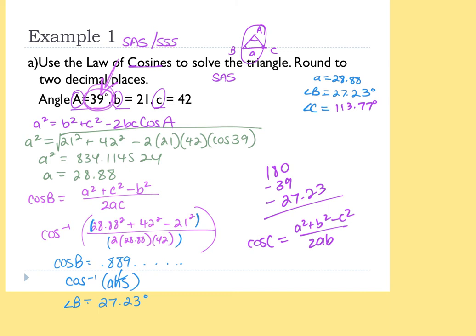If you have extra time on your quiz, I would recommend doing both and checking. They might be off by like a hundredth because we're rounding, which is fine. But I would recommend checking if you have the time. Questions?